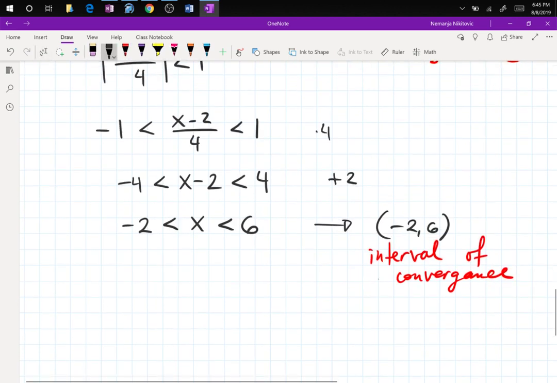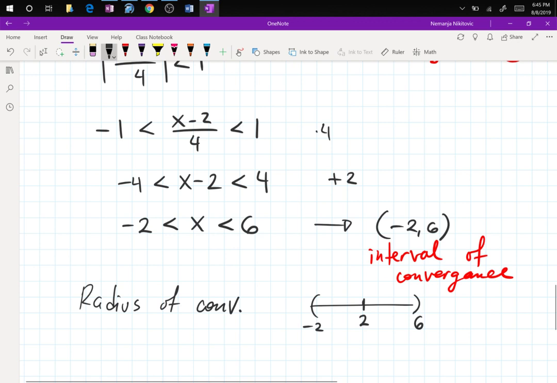Now, we need to calculate the radius of convergence as well. Well, you have the interval from -2 to 6. Half of that interval, use common sense, half of that interval better be where your series was centered. If you have 2 units to the left and 6 units to the right, that's 8 units in length. Half of 8 units in length is 4 units. 6 minus 4 is 2. Or -2 plus 4 is 2.